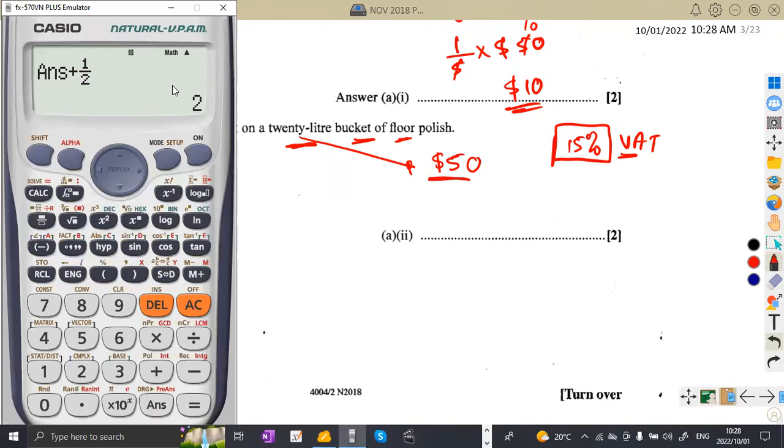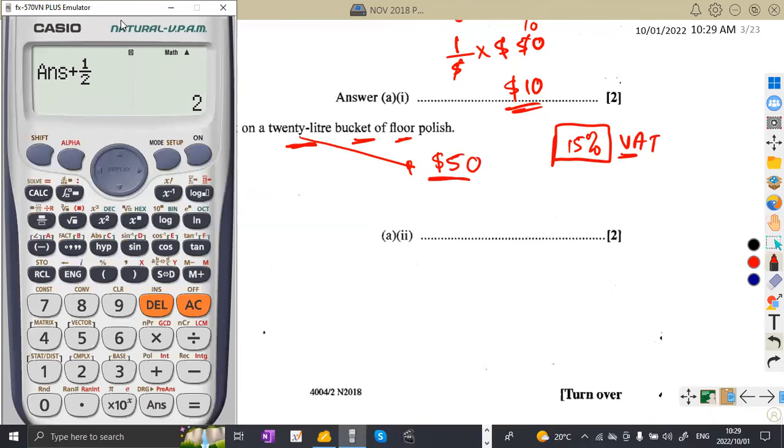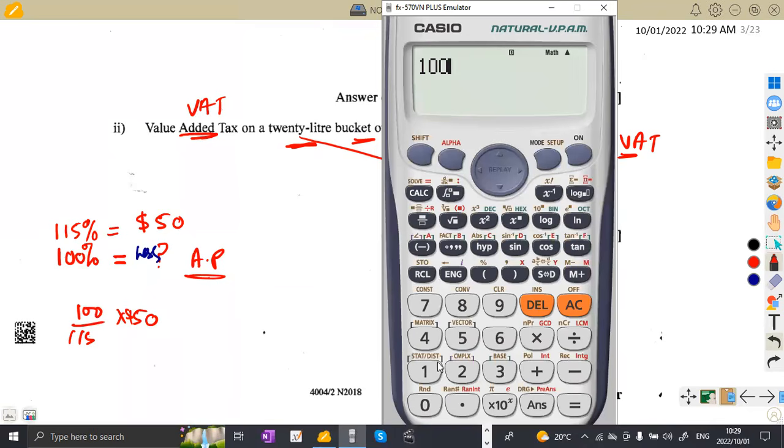All right, so let us just put our calculator and see what we are going to have. Let me just try and drag this side. So it's going to be 100 over 115. Whatever we get here, we multiply by $50. This is going to give us 43.47. Remember, this is money, guys, so your answer is supposed to be to 2 decimal places. This 7 is going to change to 8, so it's 43.48.